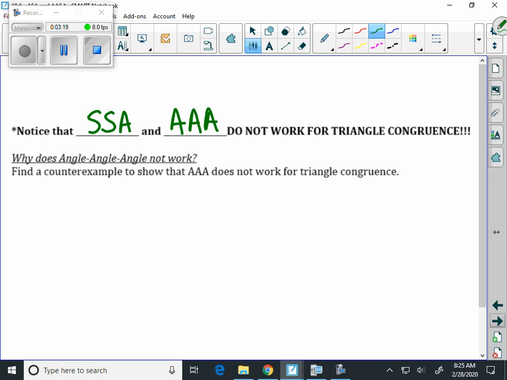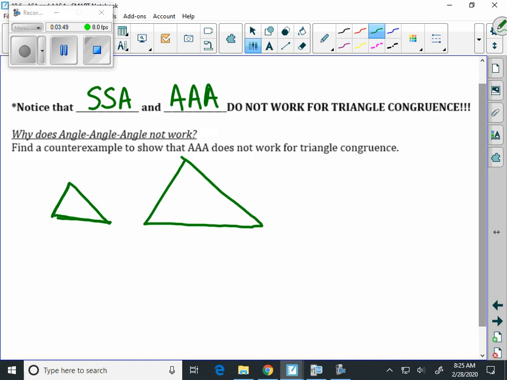But think back to angle, angle, angle. It says, find a counterexample to show that angle, angle, angle does not work for triangle congruence. So I'm going to leave a little bit of space to write a sentence here. But if we draw a picture, so there's one triangle, and I checked myself on space, and there's another one.